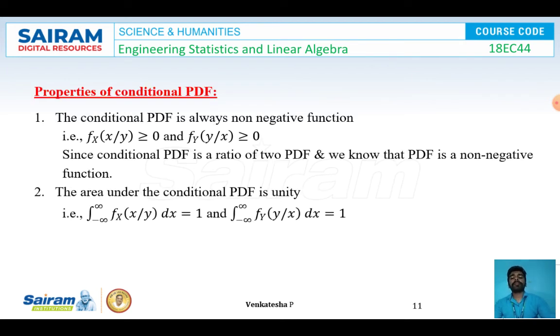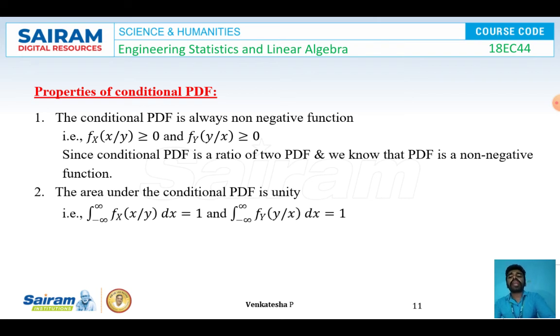Properties of conditional PDF. The first property is that the conditional PDF is always a non-negative function. That is, f_X(x|y) is greater than or equal to 0 and f_Y(y|x) is greater than or equal to 0. This is because the formula has been obtained by the ratio of two PDFs, and the PDF is always non-negative. So hence we can say the conditional PDF is also non-negative.